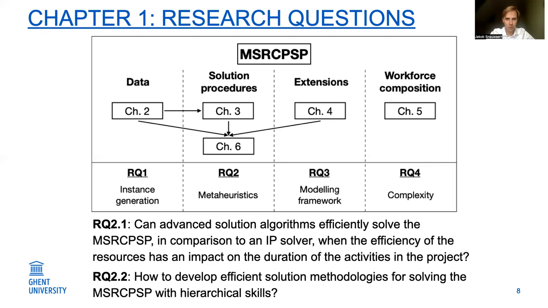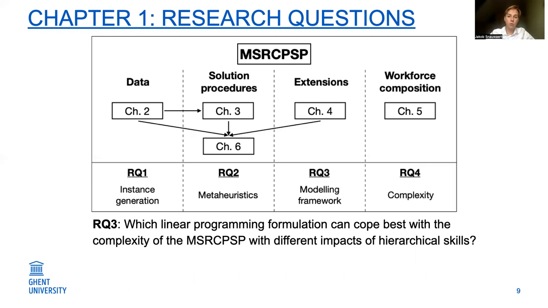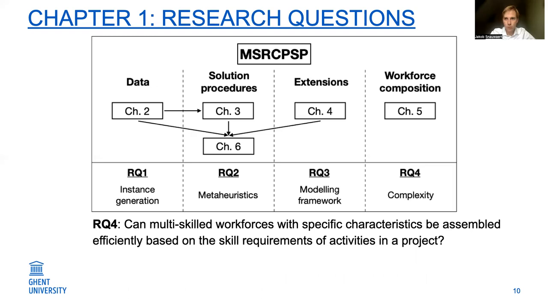Then in the fourth chapter, we will try to formulate some LP formulations for the HMSRCPSP extensions. As such, we try to look at which linear programming formulation can cope the best with the complexity of the MSRCPSP with different impacts of hierarchical skills. And then finally, in chapter five, we go into a deeper analysis of the multi-skilled workforce composition. More specifically, we look at the computational complexity of assembling a workforce. Therefore, we wonder whether multi-skilled workforces with specific characteristics can be assembled efficiently based on certain skill requirements of activities.